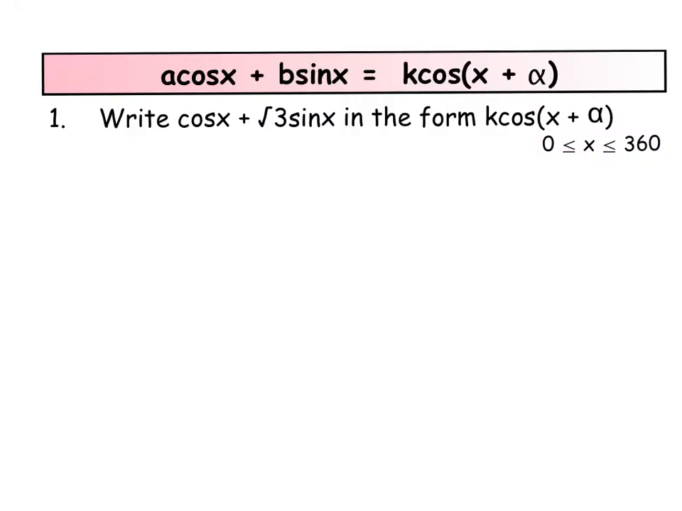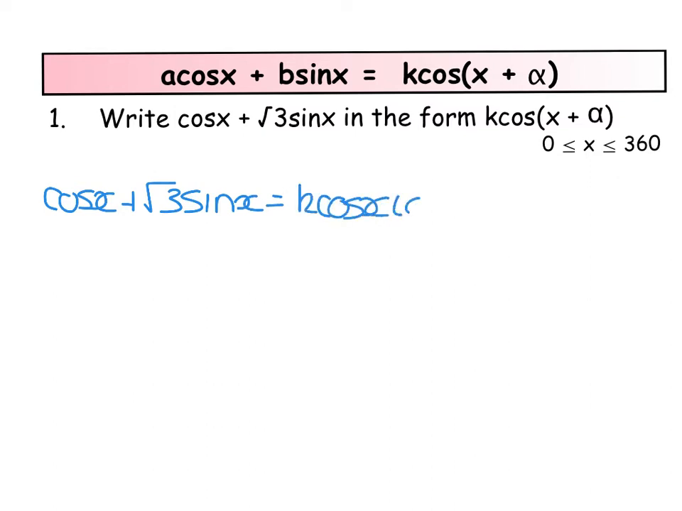So we are expanding into this form today. I'm just going to start by writing it out. So we have cos x plus root 3 sin x, and step 1 is do your expansion. That equals k cos x cos alpha, and then k sin x sin alpha. But because it's a plus in the middle, with expansion that becomes a minus. So we want to still get k cos alpha and k sin alpha.